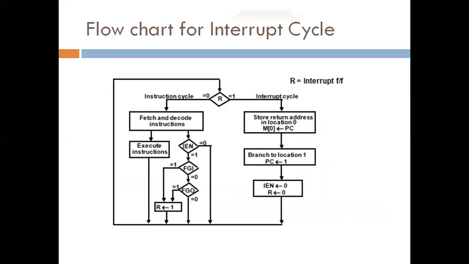Next is the interrupt cycle. Basically, while the computer is running the program, if there is no error, then it directly goes on to execute the instruction. But if any error occurs, then it has to move into the interrupt cycle.